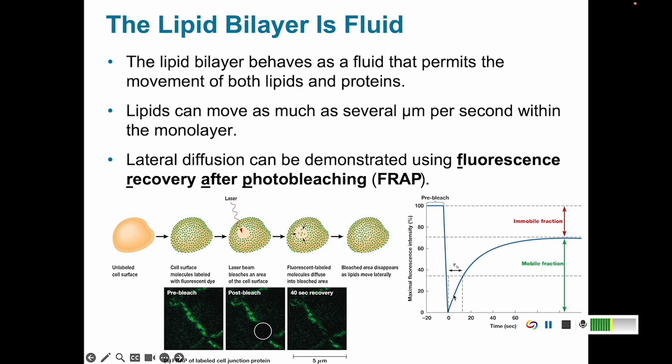This increase in fluorescence shows you how much of the plasma membrane molecules have moved and how much are immobile. How much has moved back in as a mobile fraction, and how much is still missing. That has yet to do with the immobile fraction.